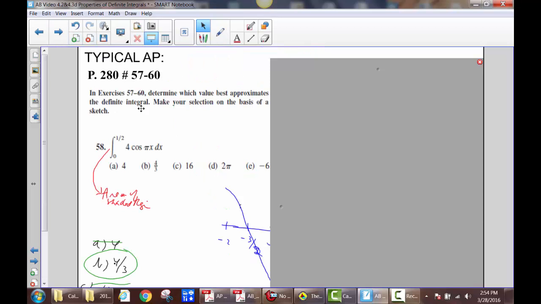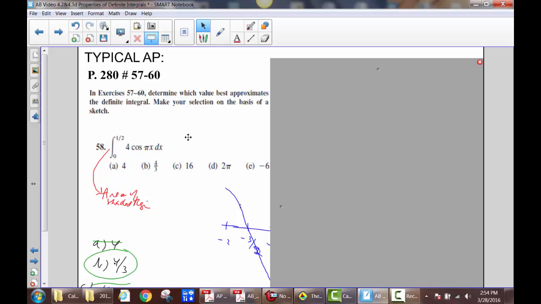Okay, this is a typical AP question. Determine which value best approximates the definite integral. Make your selection on the basis of a sketch. Now, the point is, if you had a calculator or even without a calculator, you could figure out what this is exactly equal to, but that's not the question. They want to know what it approximates to.